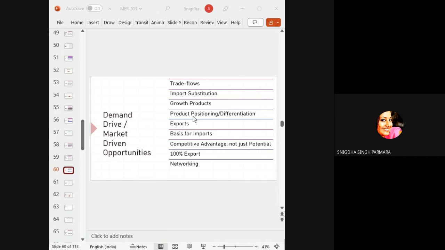If I have to explain product positioning here, let me just focus a bit over here. Product positioning basically means positioning a product in the minds of the customer. How are you positioning a product in the minds of the customer? Okay. For example, Maruti. How has Maruti positioned itself in the minds of the customer?